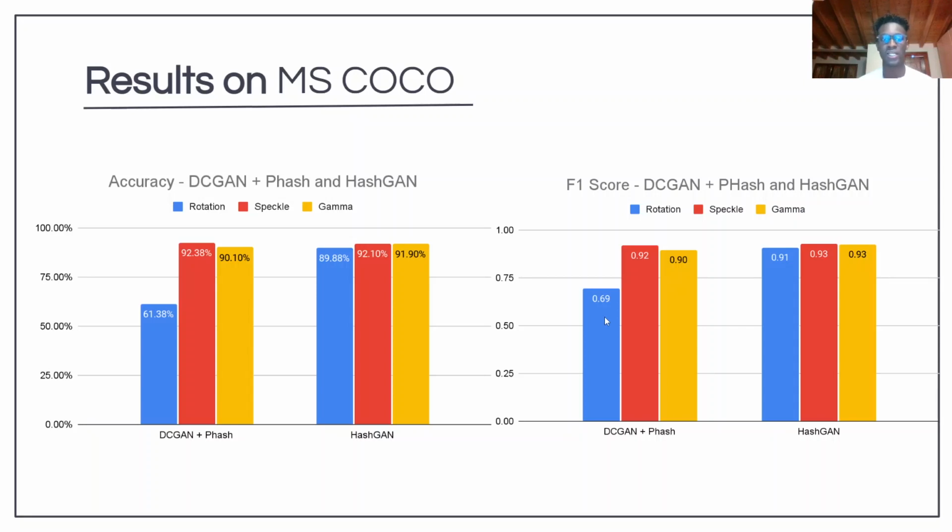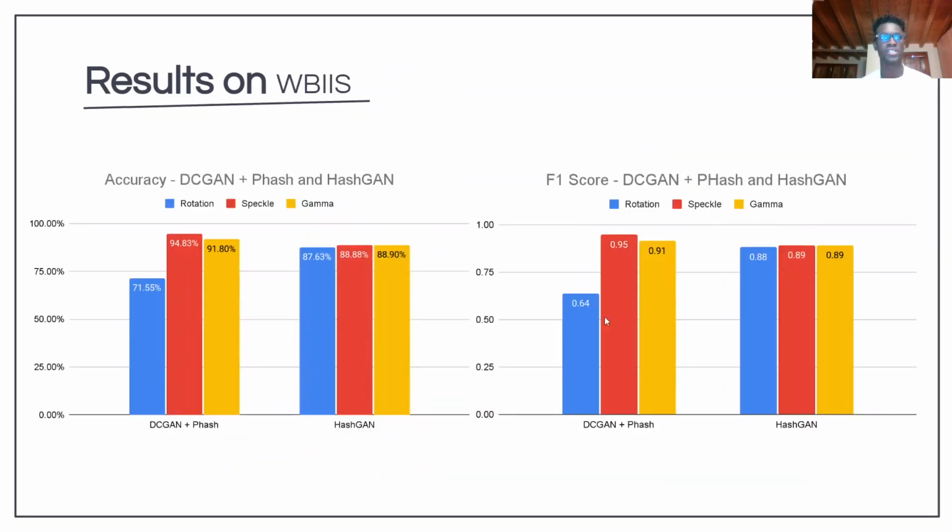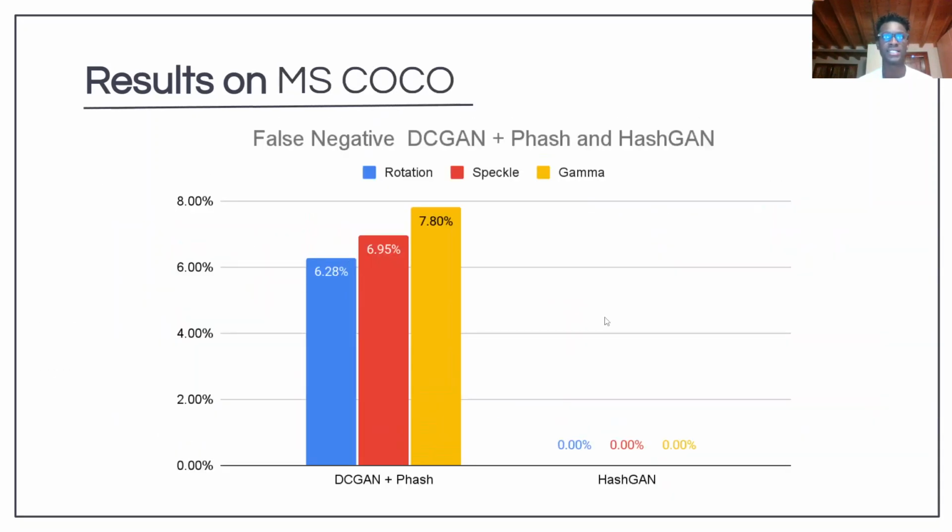So actually, that adversarial network didn't provide a better discriminative power for DCGAN, because as we can see in the previous graph, we have the same drop. We have the same drop when it comes to rotation across different datasets. And when it comes to false negatives, an interesting result, we can see that HashGAN provides 0% of images that are violations classified as original, which is really, really important for us. And we can also see that DCGAN commits misclassification up until 7.8% recorded on gamma correction.